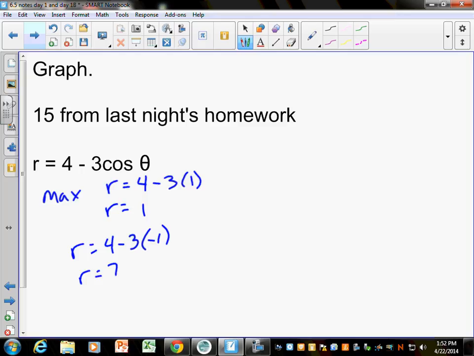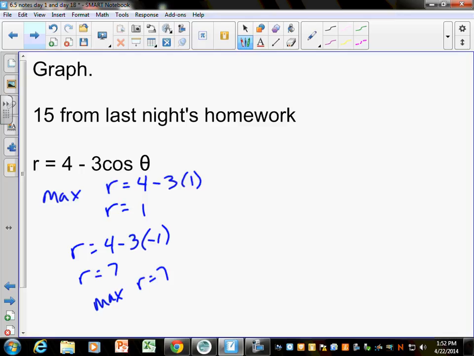For this, if the question said find the maximum value of r, we would have to say the maximum is r equals 7, because that's a bigger r than this is. So the maximum is the minimum. It is. So in second hour, we were working on the homework, and they're like, how would I know?